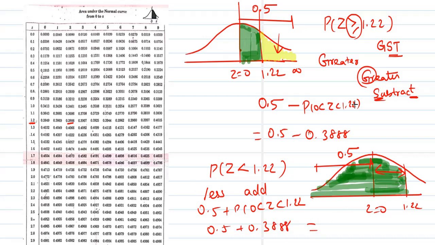So keep in mind, GST: when the value is going to be greater, then you subtract from 0.5. When it is less, less means where will the amount be? It will be safe in your savings account. So you will have to add. When the value is going to be less, you add. When the value is going to be greater, you subtract. If you keep this in mind, then all the problems will become very simple for you. Thank you.